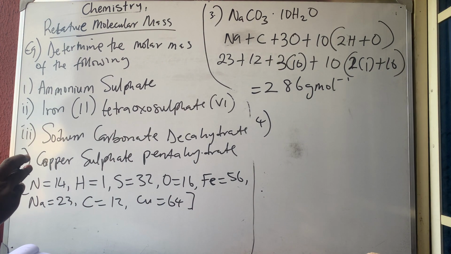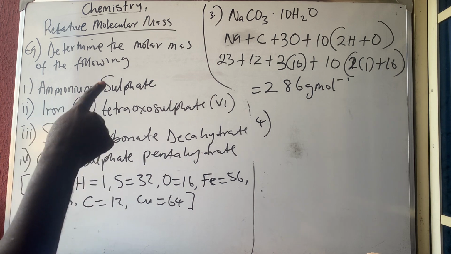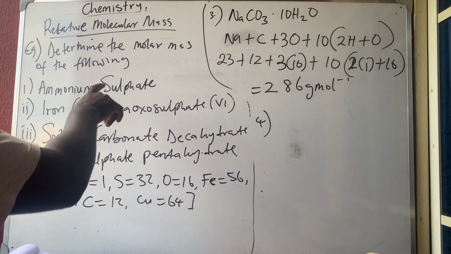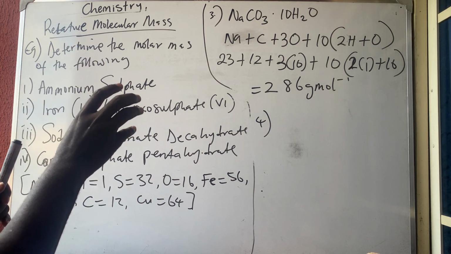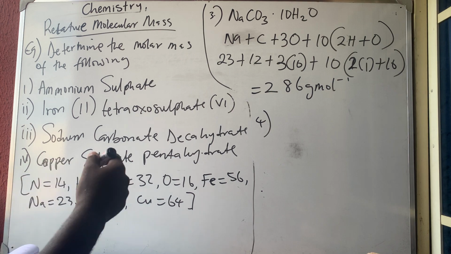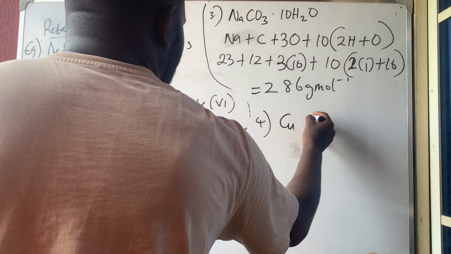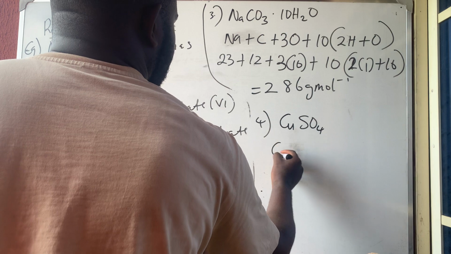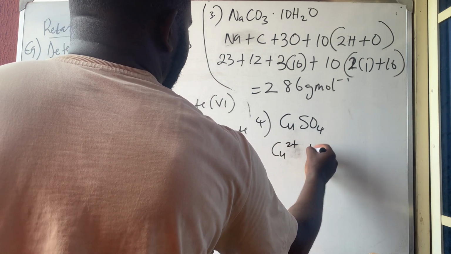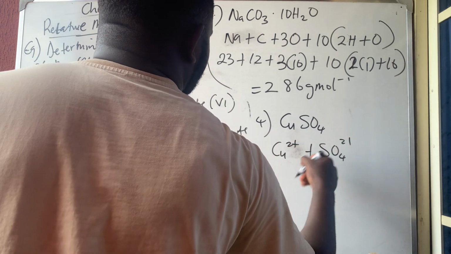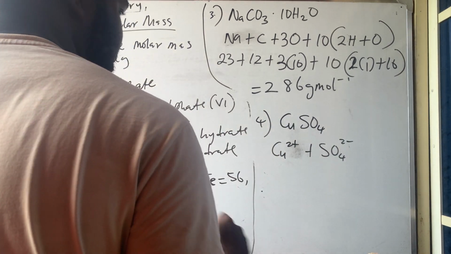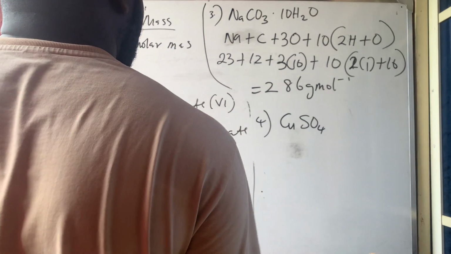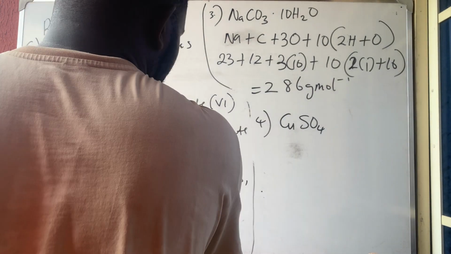Question number four said copper sulfate. This one is carbonate. Carbonate is CO3. Sulfate is like this. Sulfate is tetraoxo sulfate 6. That is sulfate, in short form we call it sulfate. Okay, so this is a copper sulfate. That is CuSO4. That is Cu 2 plus plus SO4 2 minus. So they cancel out each other. That is why you have CuSO4. So you need to know what SO4 is. Yes, you need to know that.